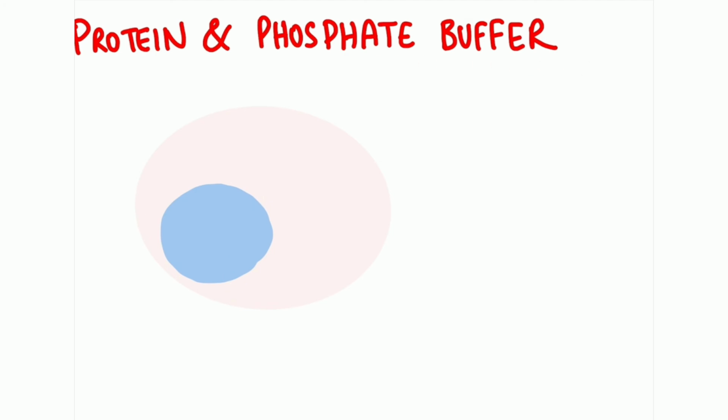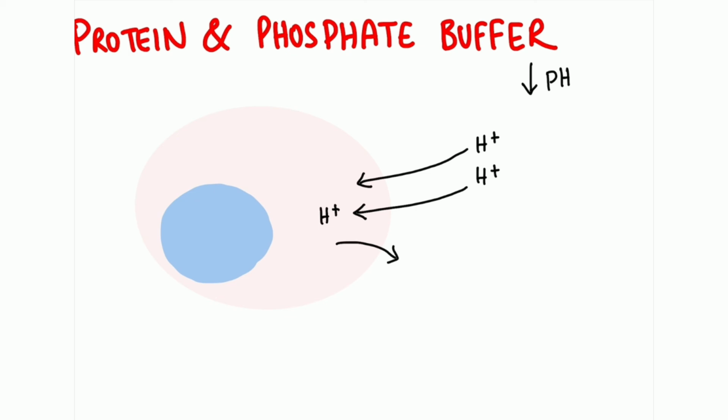Protein and phosphate buffer. During acidosis, hydrogen ions can enter into the intracellular fluid in exchange of electrolytes such as sodium or potassium. So here hydrogen ion goes inside in exchange of potassium. So this is why you see hyperkalemia in acidosis. So this hydrogen ion is buffered by proteins and phosphates inside the cell.